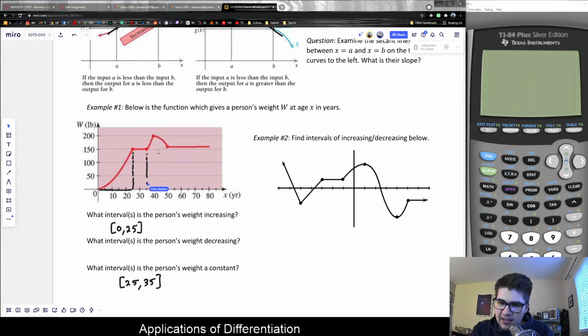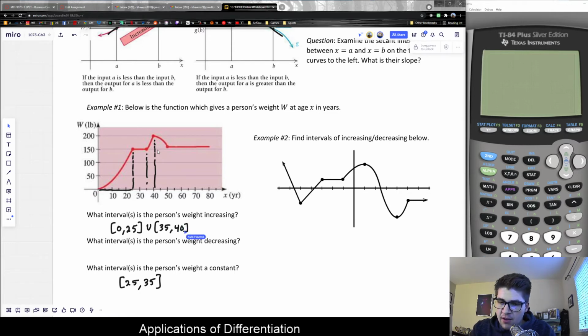And then I can look at the next interval. So from age 35 to about 40, their weight is increasing once again. And when we're writing intervals of numbers, we often use the union symbol. It looks kind of like a U. It's technically called the cup symbol, which just means that their weight was increasing from ages 0 to 25, or it was increasing from age 35 to 40.